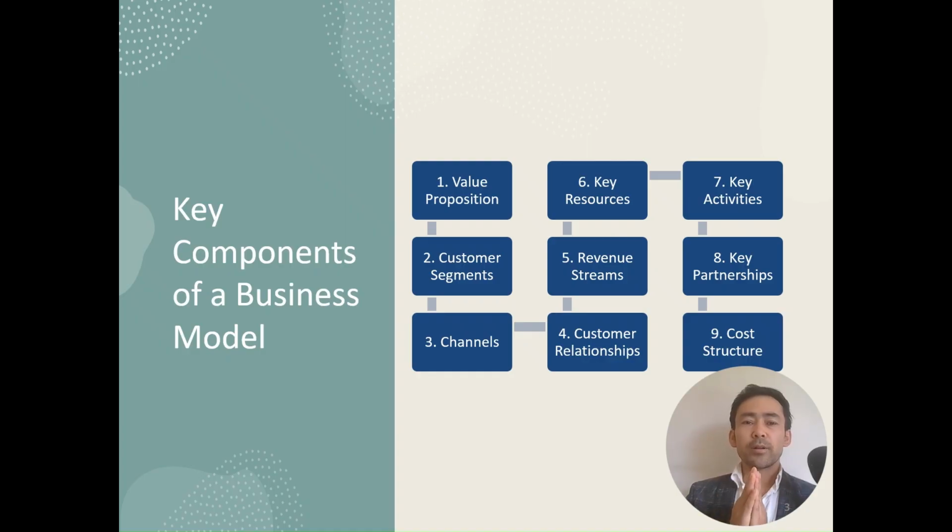Okay, now that you understand the definition of a business model, it is time to talk about the key components of a business model. A business model has many components, and here we talk about 9 main and important components of a business model. The first component of a business model is called the value proposition.